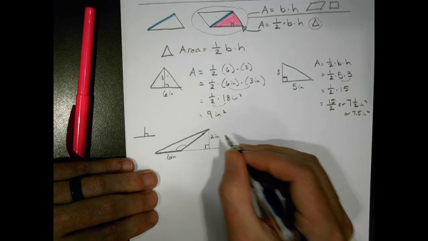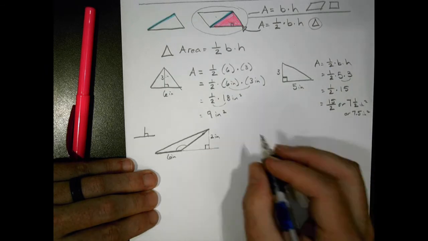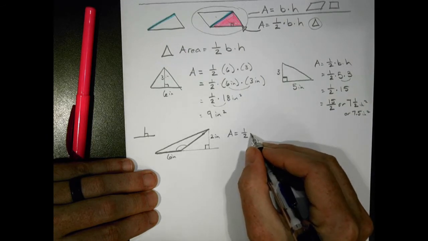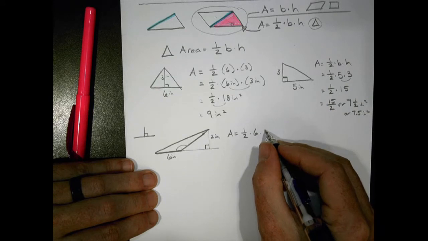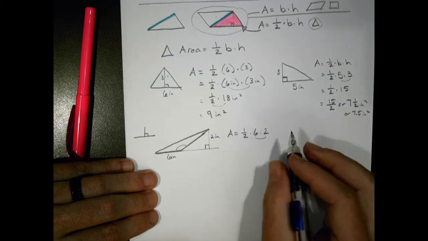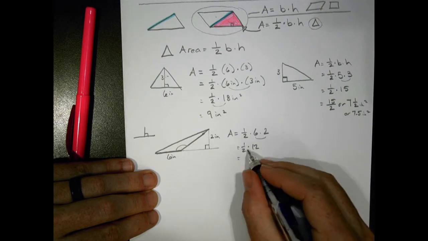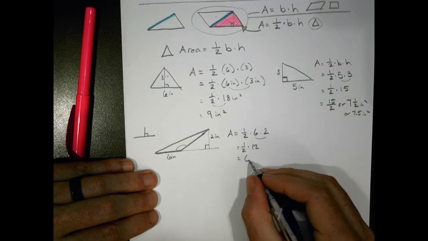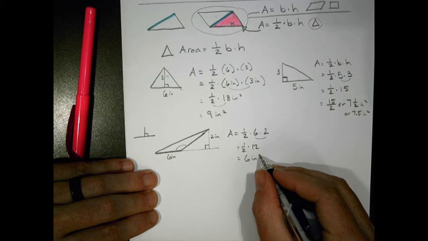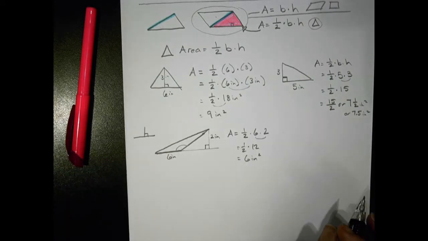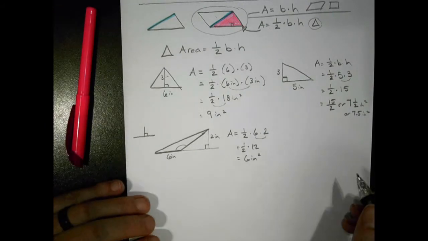So if we said the height was 2 inches, the base was 6 inches, now I'm back to solving the area, which is area equals 1/2 of the base times the height. All right, and 6 times 2 is 12, so I have 1/2 times 12 equals the area, and half of 12 is 6. So I would say it's 6 inches squared becomes the area for that triangle there. So this is how we found the area of triangles.